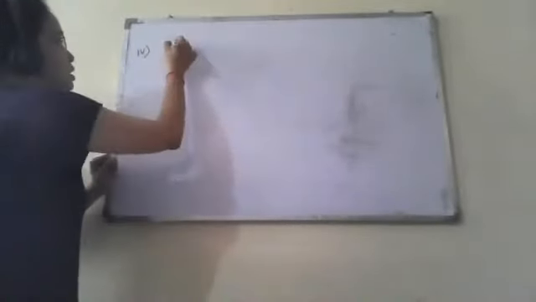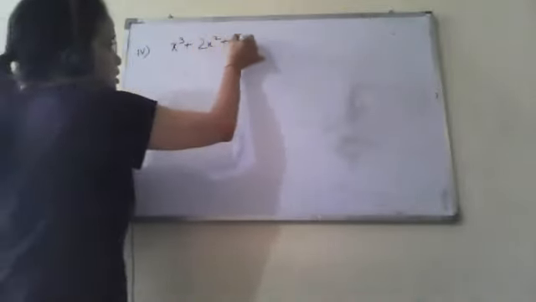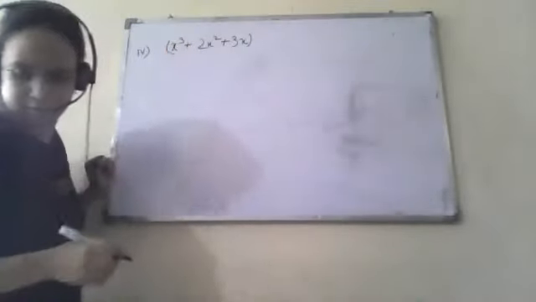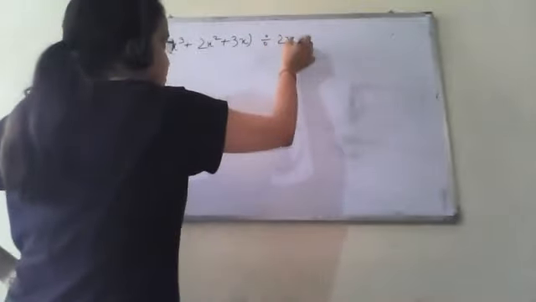Now next part is fourth part. This is x cube plus 2x square plus 3x. We have to divide this expression by 2x. Clear?